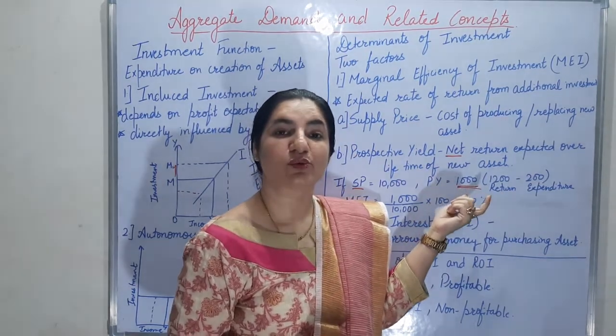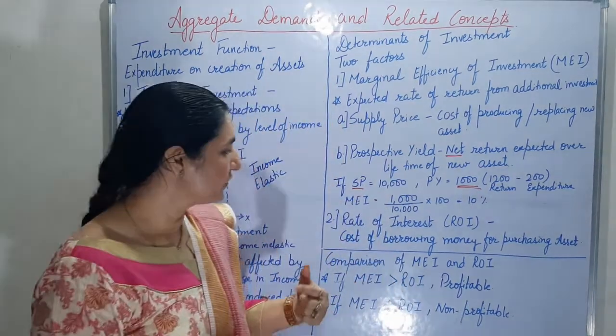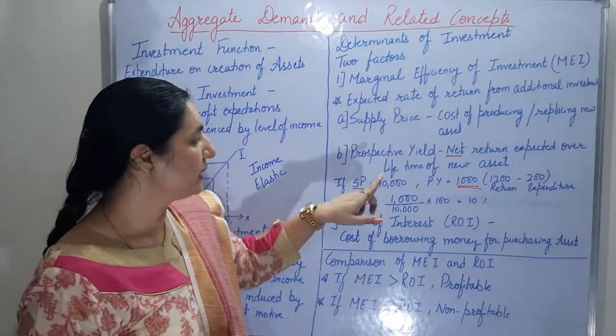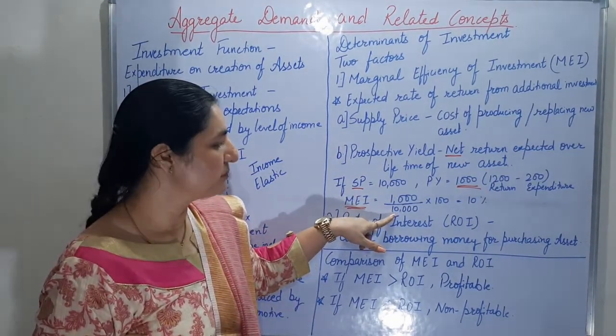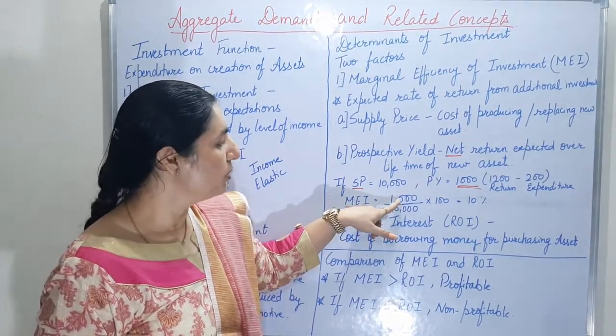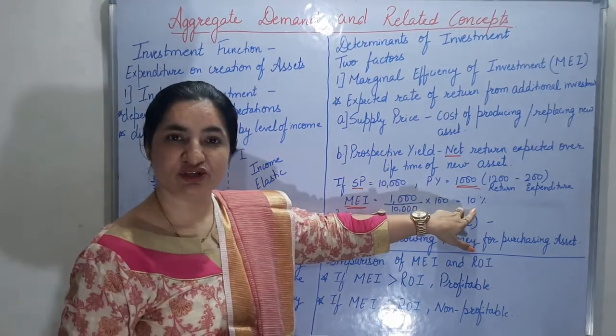Now we need to calculate the percentage of the return of the investment. So we are going to calculate MEI. We are taking 1000, that is the net return, divided by supply price, that is 10,000, the cost of the machinery. So by investing 10,000 rupees, we will be able to get 10% of it.